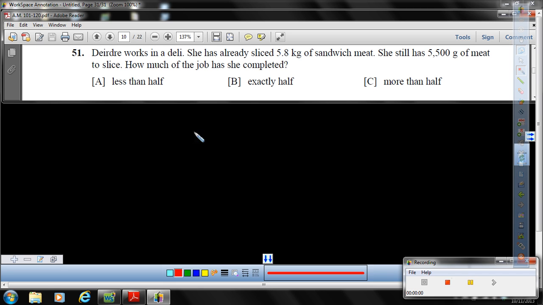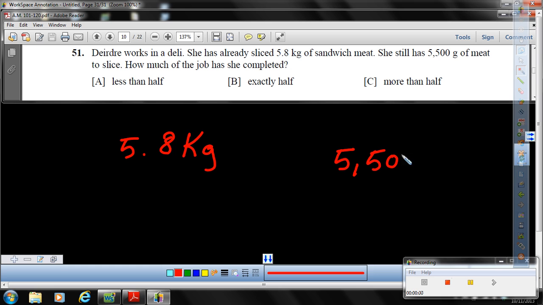Deidre works in a deli. She has already sliced 5 8/10 kilograms of sandwich meat. She still has 5,500 grams of meat to slice. How much of the job has she completed? Alright, so this is what she's done. Alright, this is what she has left.